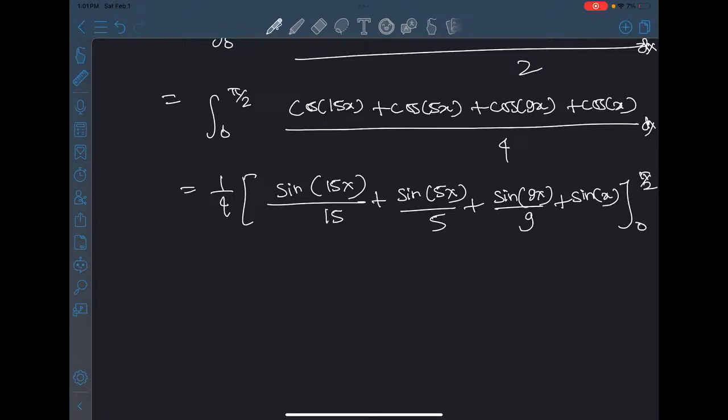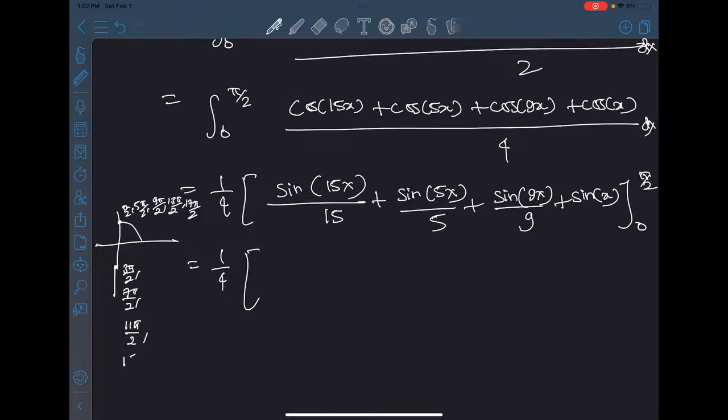And again, just like previously, first of all let me evaluate this. So 1 by 4. Now here we get sine of 15 pi by 2, right? Now if it's pi by 2, 5 pi by 2, 9 pi by 2, 13 pi by 2, 17 pi by 2, the value is 1. But if we have, let's say, 3 pi by 2, 7 pi by 2, 11 pi by 2, 15 pi by 2, the value is -1, right? So yeah, we need to take care of that.